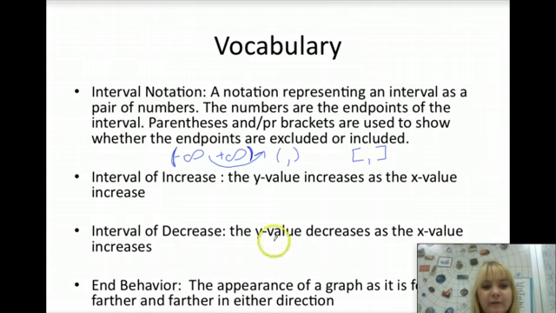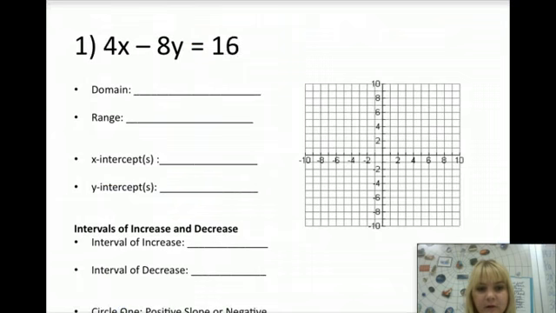All right, our first problem. The first problem we're going to take a look at is problem 1, and we're given the equation 4x minus 8y equals 16. Now, first thing we're going to take a look at linear, and we're going to do everything linear today. I'm going to recommend putting it in slope-intercept form, and that's just going to help us in a few ways.